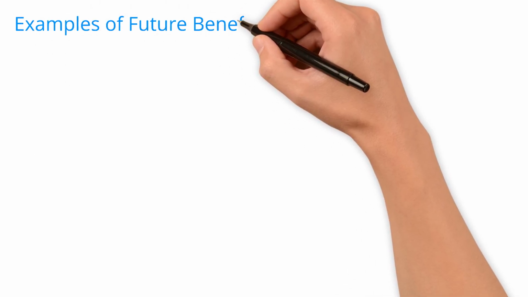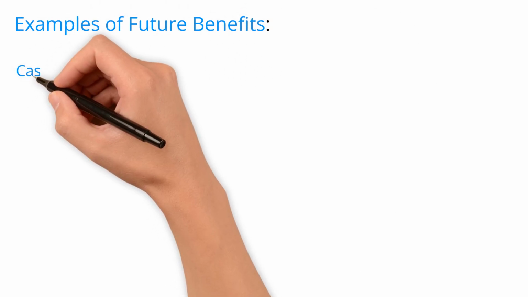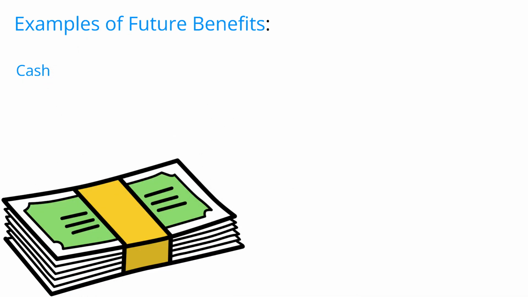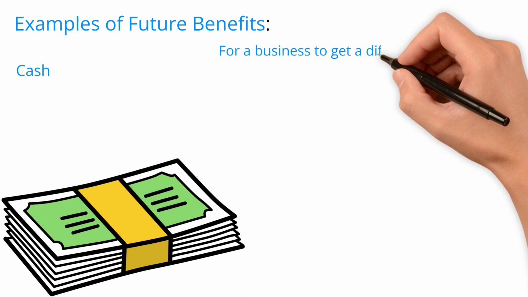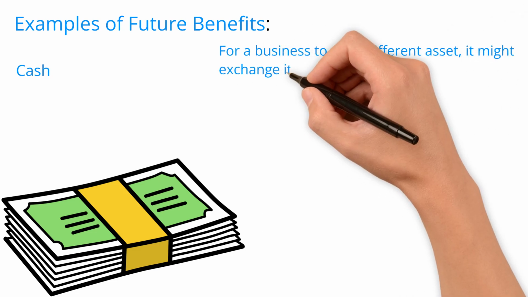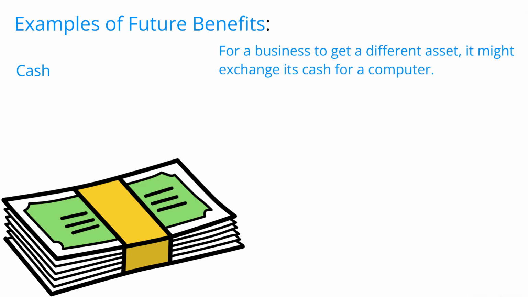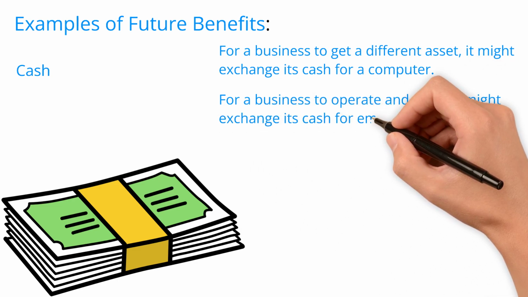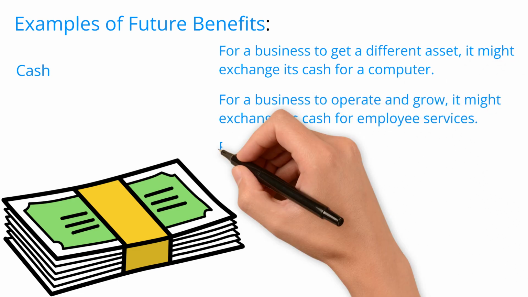Here are some examples of future benefits. An asset such as cash. For a business to get a different asset, it might exchange cash for a computer. For a business to operate and grow, it might exchange its cash for employee services. For a business to pay debt, it might use its cash to pay down a bank loan.